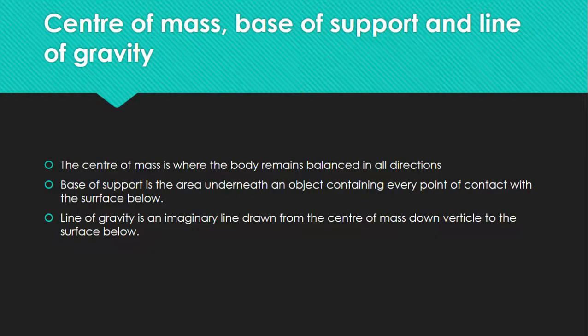The centre of mass is where the body remains balanced in all directions. Base of support is the area underneath an object containing every point of contact with the surface below. Line of gravity is an imaginary line drawn from the centre of mass down vertically to the surface below.